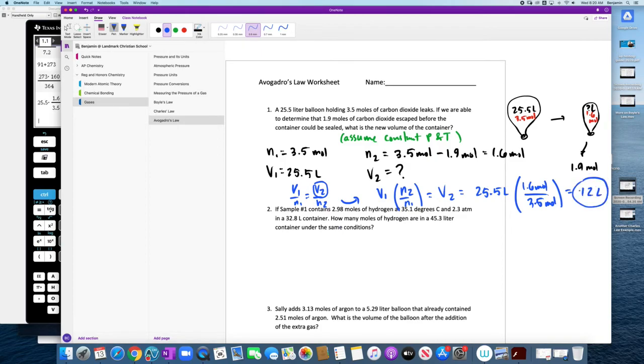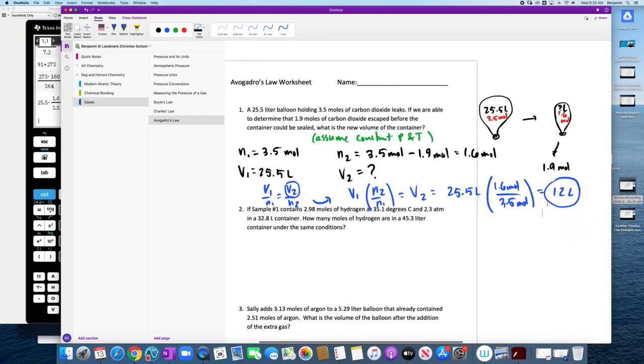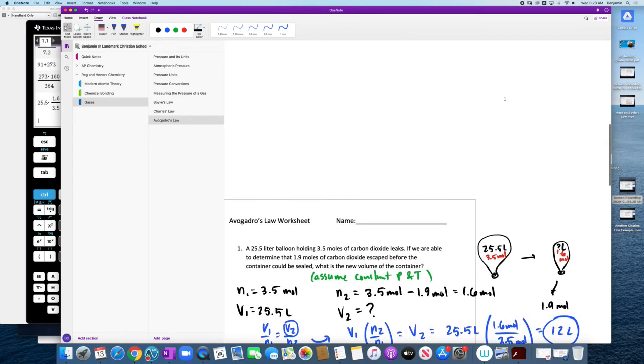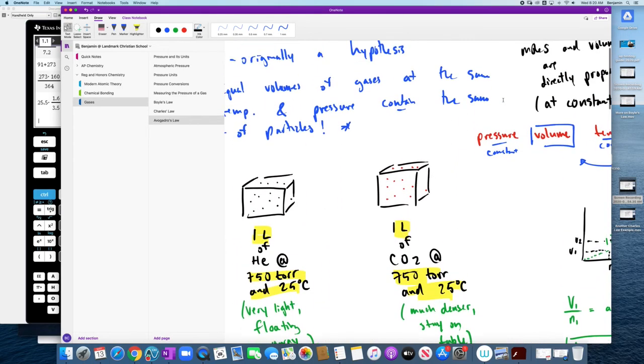Okay, so that's how Avogadro's law can be applied when you have a situation where some things are changing. And again, just to recap, directly proportional relationship.